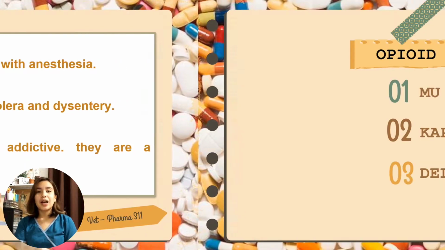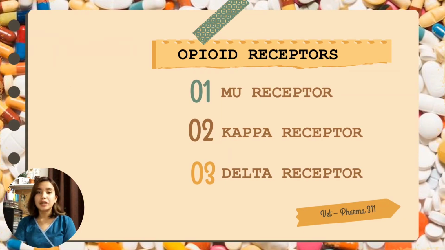Do you know that we have three classes of opioid receptors? The receptors that we're talking about for opioids are the mu receptor, the kappa receptor, and the delta receptor. We tend not to talk about delta much at all. We really need to focus on mu receptors and kappa receptors when it comes to opioids.